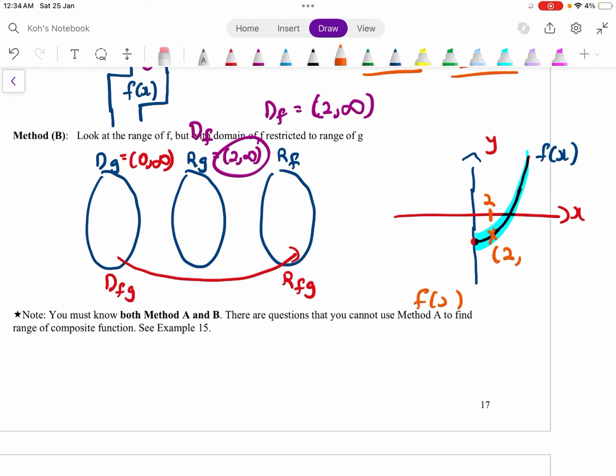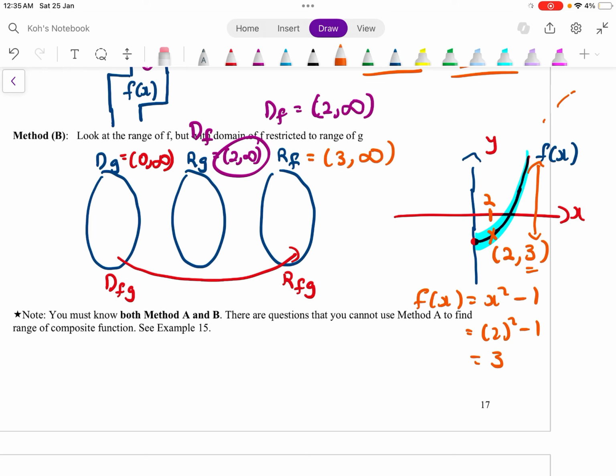So f(x) is equal to x squared minus 1. So 2 squared minus 1 is equal to 3. It means that here is 3. The infinity is all the way here. Okay, so my range of f we know is from 3 all the way to infinity. So this is 3 all the way to infinity. So this will be the range of f.